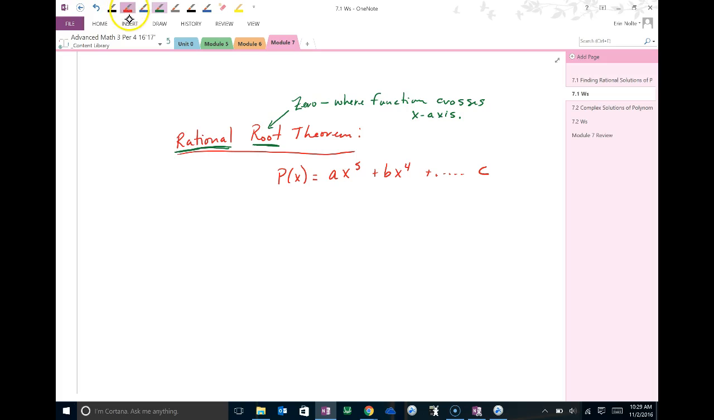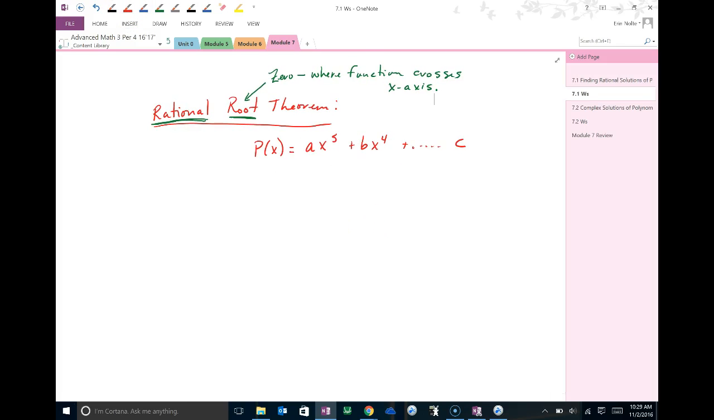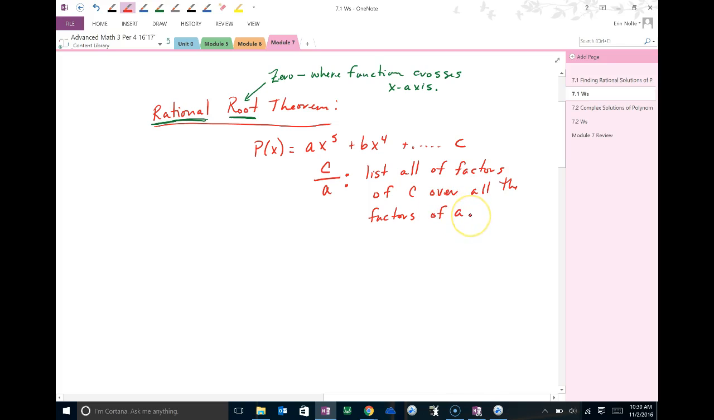Super important. Anyways, the rational root theorem says you take the constant, which in this case I labeled as c, and you divide it by the leading coefficient, my very first number, a. And what you're going to do is list all of the factors of c over all the factors of a.